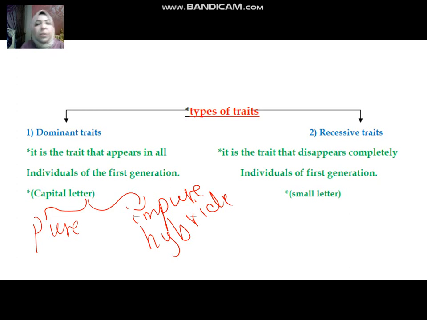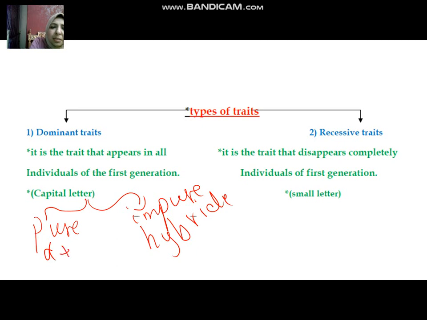What is the difference between pure and impure? A pure dominant trait is represented by two dominant genes. Any genetic or hereditary trait is represented by two genes. The two genes may be two dominant genes, or one dominant and one recessive, or two recessive genes. If the two genes are dominant, the trait will be a pure dominant trait.